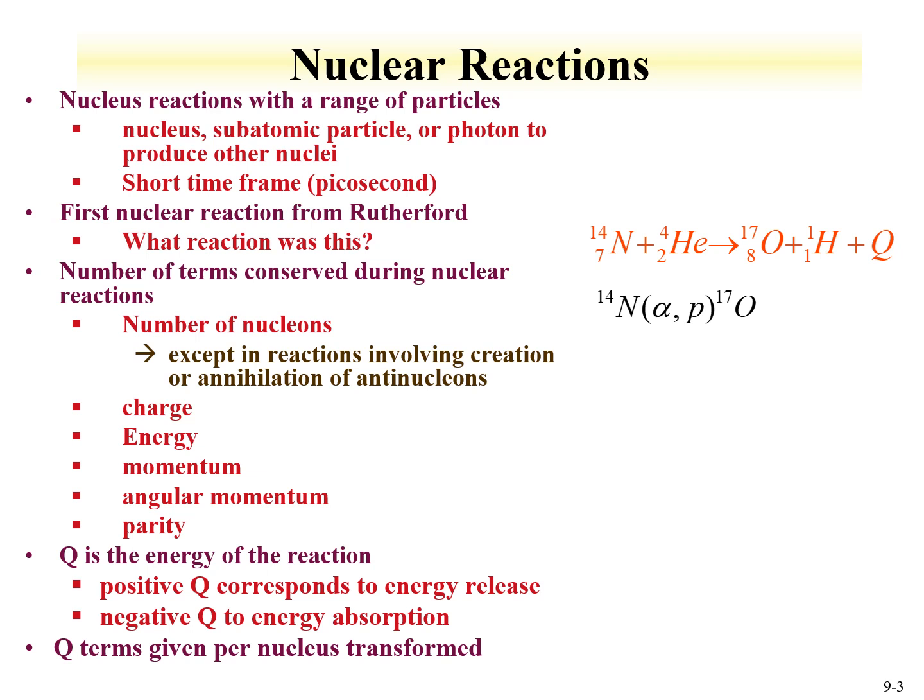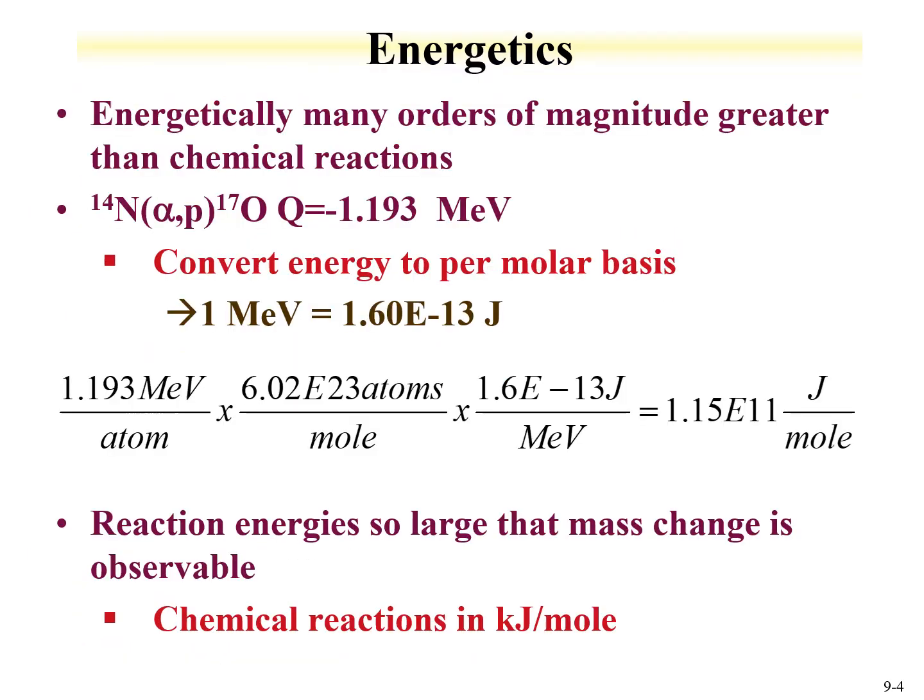As we've already discussed, there's a Q value which describes the reaction. The Q value is the energy of the reaction. If it's positive, it corresponds to energy release; if negative, energy absorption. And the Q value, as we discussed earlier, is in terms of energy per nucleus transformed. We can use some of this energetics to get an idea of the overall reactions involved in nuclear reactions.